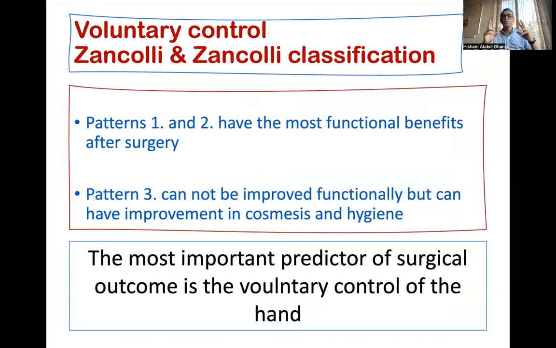And the patients who benefit from surgery are the patients who have voluntary control, that is, pattern 1 and 2, and not 3. For pattern 3, we don't have any functional tool to help them surgically.